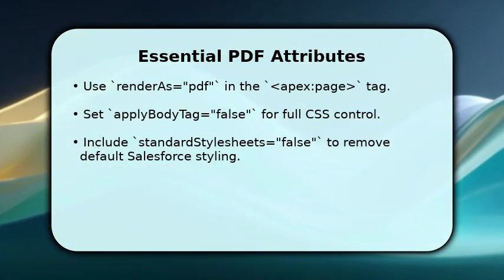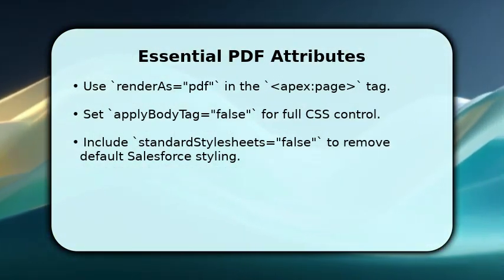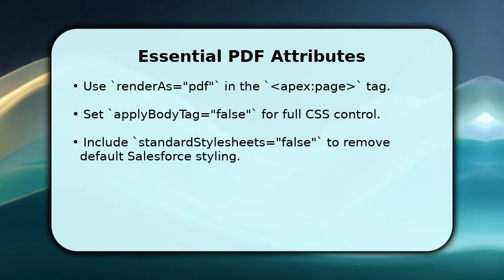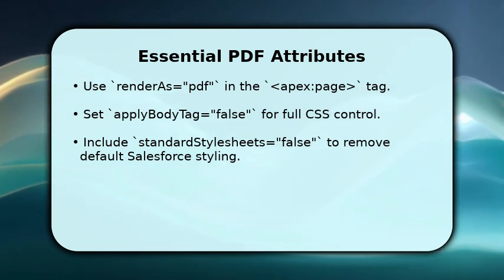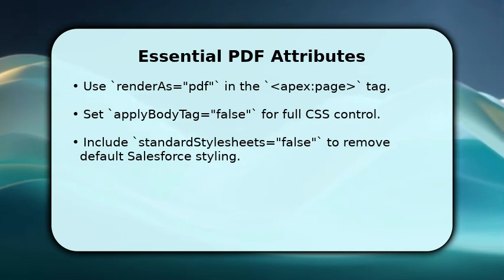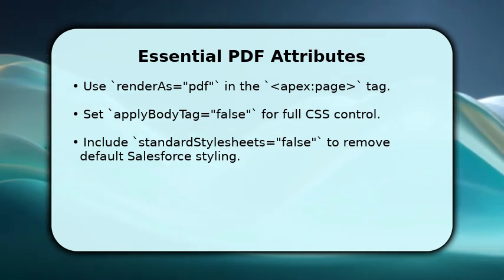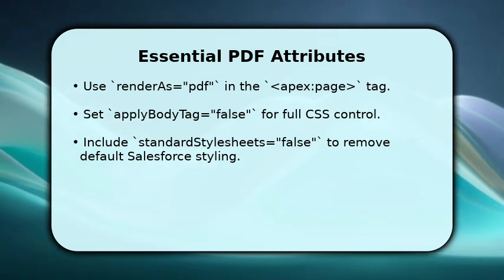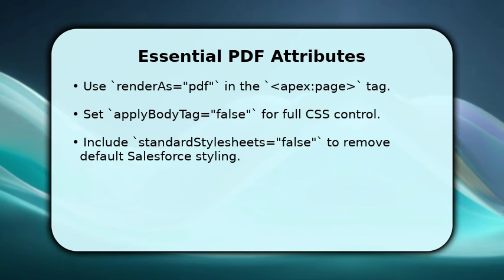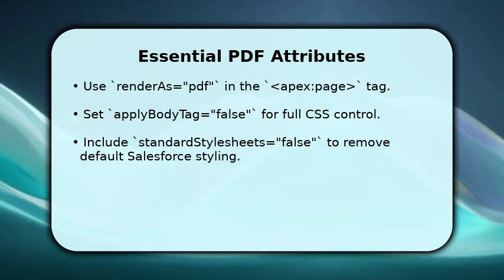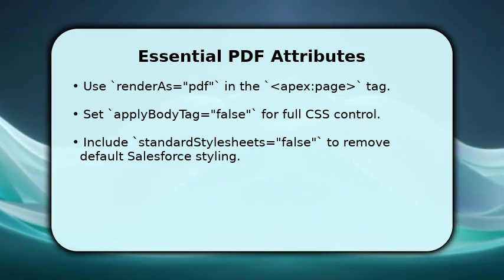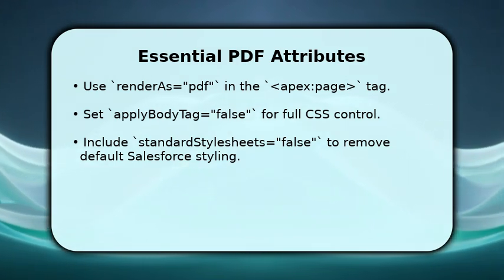To effectively generate a PDF, several key attributes are crucial. First, setting renderAs to PDF is non-negotiable. For precise control over your document's appearance, you should also set applyBodyTag to false and standardStylesheets to false. This combination gives you complete command over the styling, allowing you to implement custom CSS for a polished, professional look, including defining page margins and orientation.